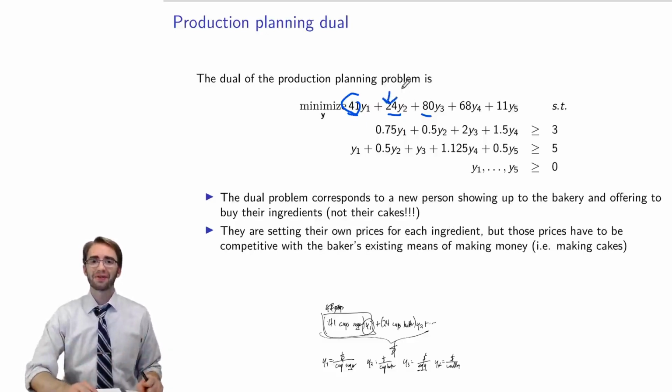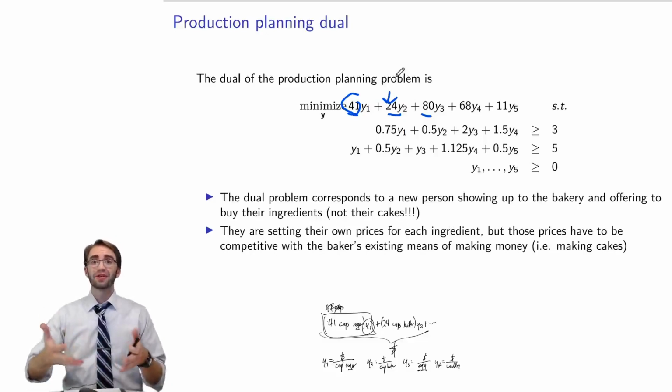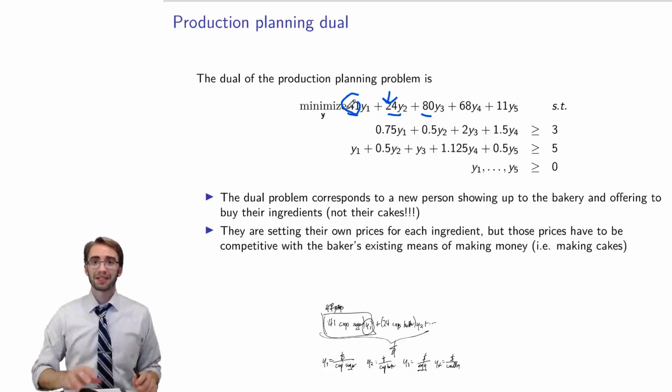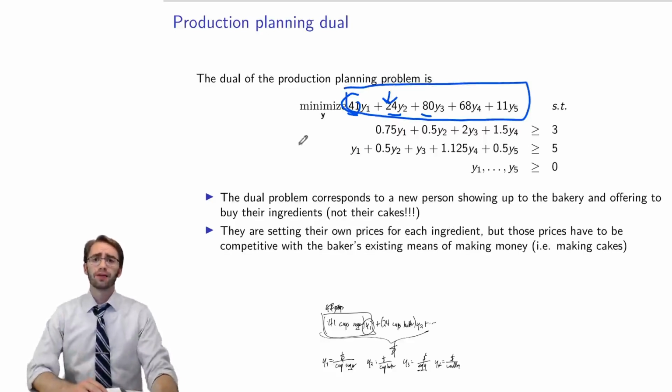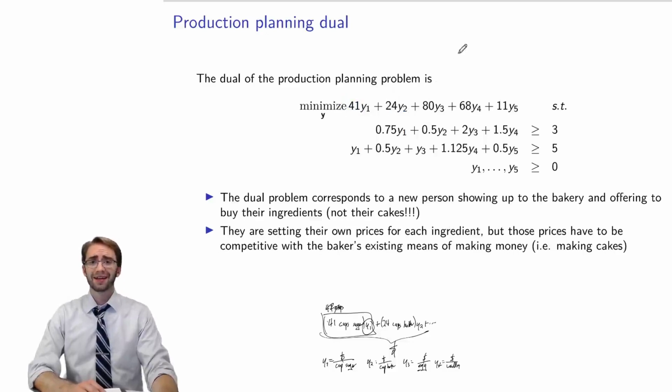Okay, equivalently 24 is the amount of cups of butter that the baker had, and so 24y2 is the value of the butter in that baker's possession. So overall the objective value is measuring the total price of the baker's ingredients with respect to these prices, which again you are inventing, right? You are choosing that. So it's the total value, I should say, of the baker's ingredients with respect to these prices that you're inventing. Now, you are minimizing over this.